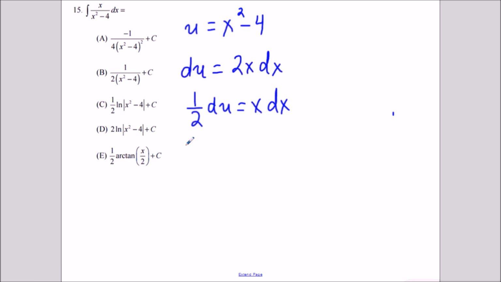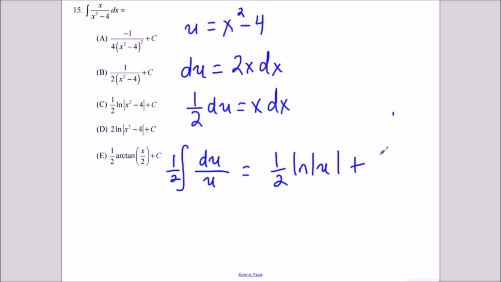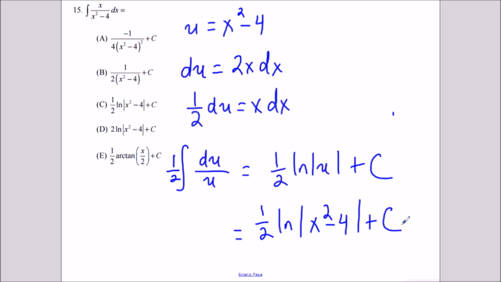So now when we rewrite our integral, the integral x dx is 1/2 du, and in the denominator x squared minus 4 is equal to u. So now this is just 1/2 natural log, absolute value of u, plus c. Now we plug in. We'll have 1/2 natural log absolute value x squared minus 4 plus c. So for question 15, this will match choice C.